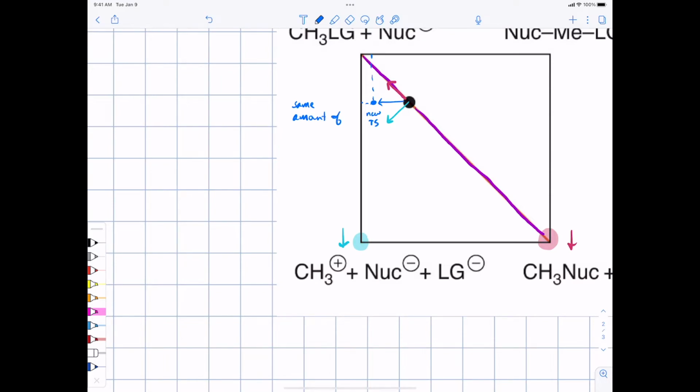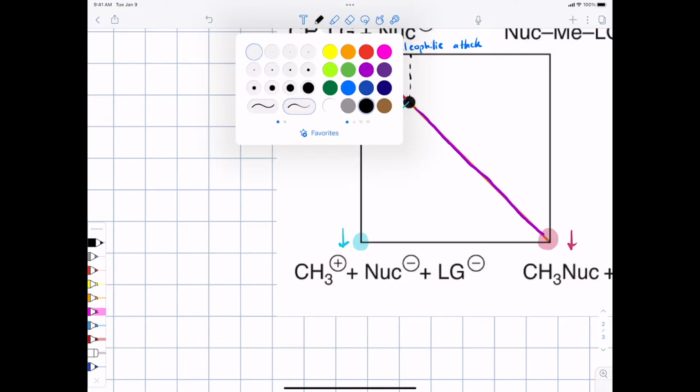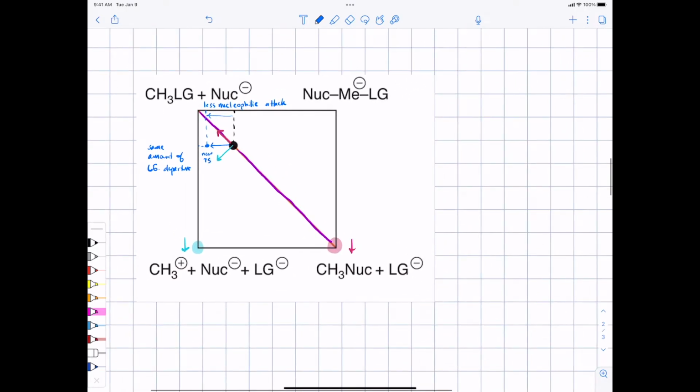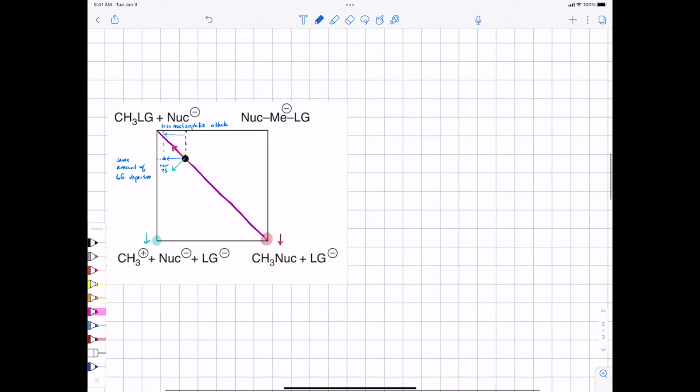amount of leaving group departure, but less nucleophilic attack than what we had previously, right? So the overall effect moved us towards less nucleophilic attack and not to more leaving group departure, which is a little bit interesting. It's sort of counterintuitive to what you would expect.